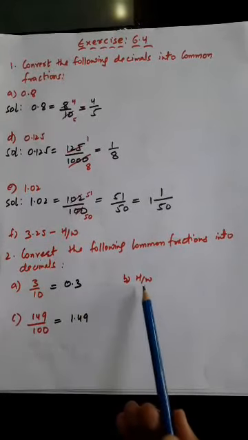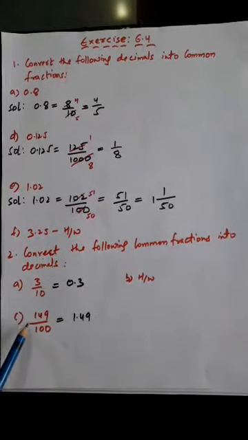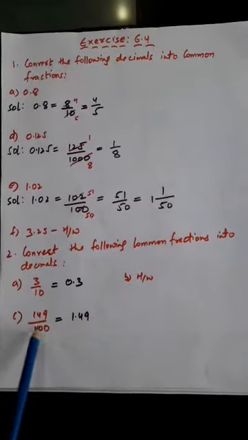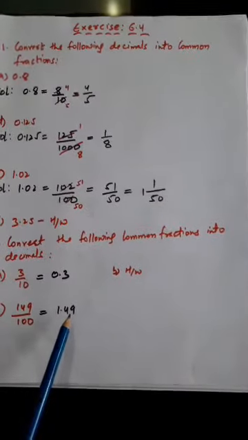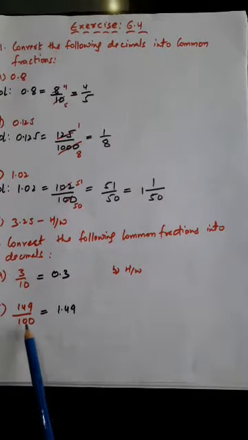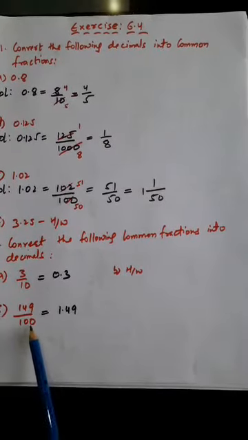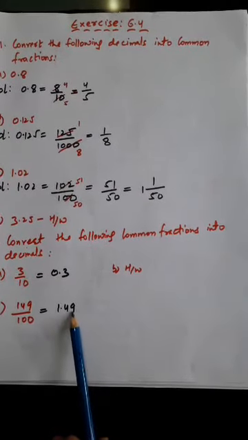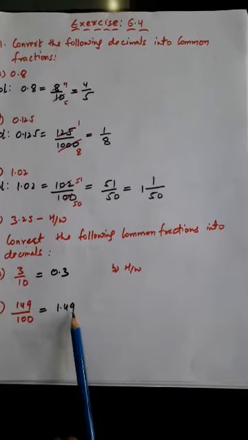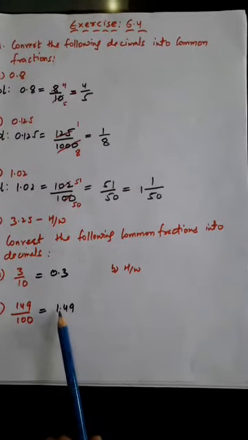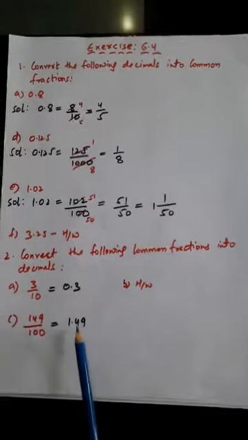Now B part is your homework students. C part, 149 divided by 100. So students, it can be written as 1.49. How can it be written as 1.49 students? As you see in the denominator, there are 2 zeros, so you put the point after 2 digits from right to left. You have to leave 2 digits and put the point. Okay, so it became 1.49.